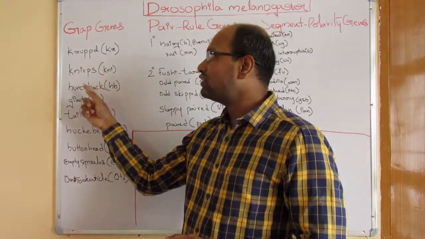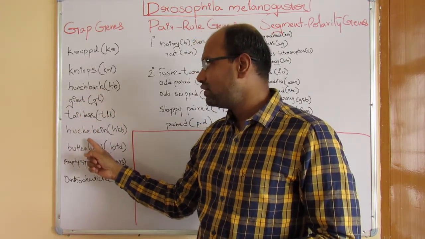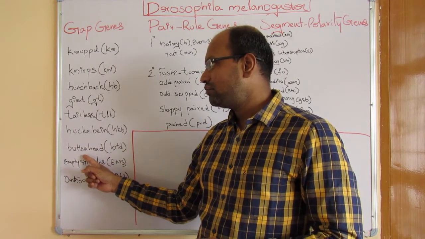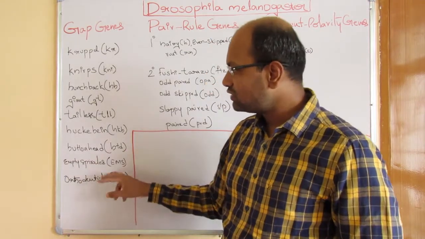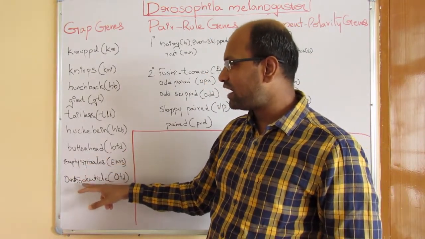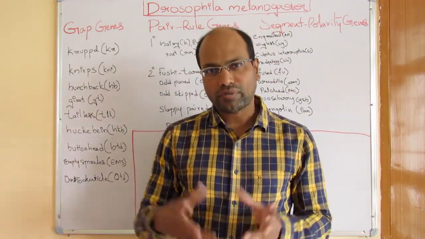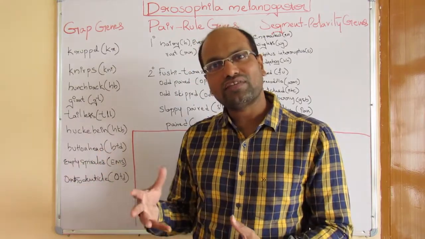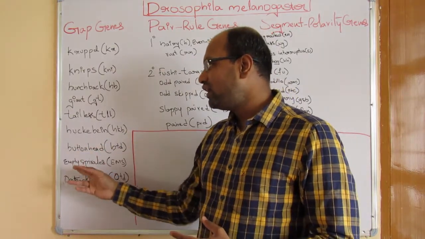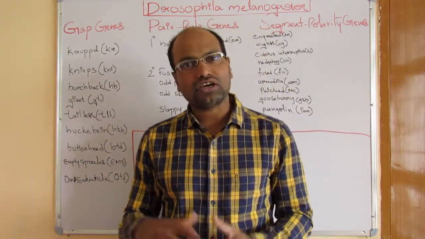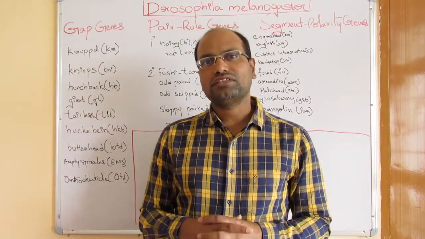Among the zygotic gap genes, you will have hunchback, giant, tailless, huckebein, buttonhead, empty spiracles, and orthodenticle. Of these, buttonhead, empty spiracles, and orthodenticle are expressed or influenced by the bicoid protein. Wherever the bicoid protein is present, that is on the anterior side, you can expect buttonhead, empty spiracles, and orthodenticle, which are important for the head-forming segments, to be expressed.